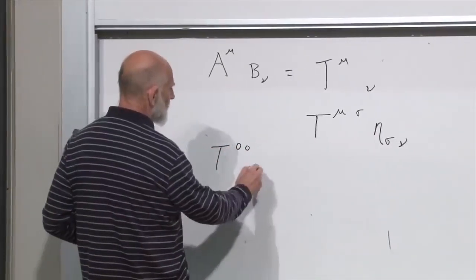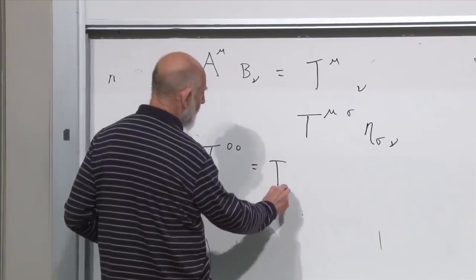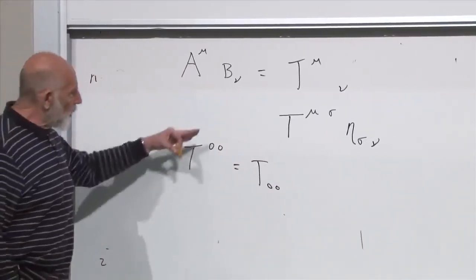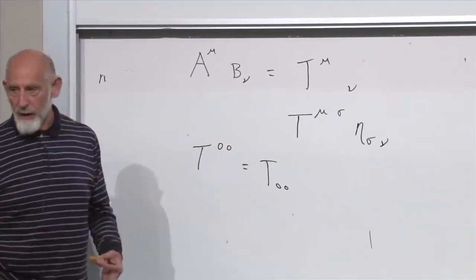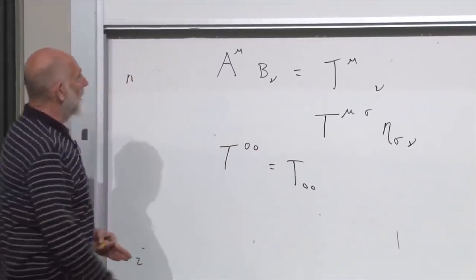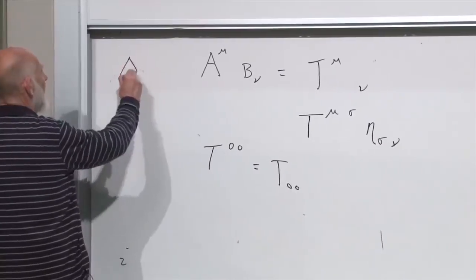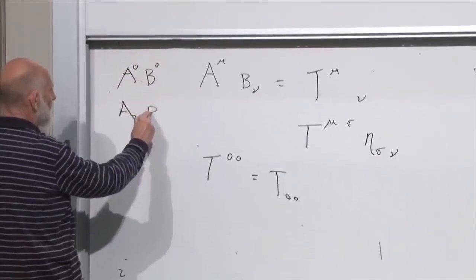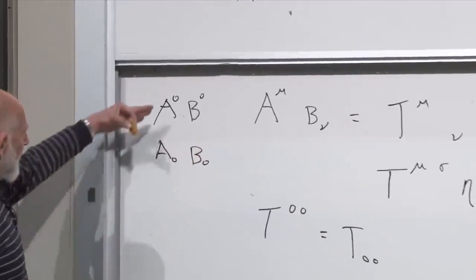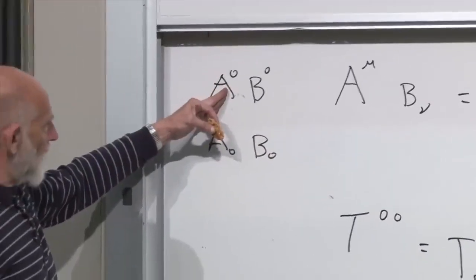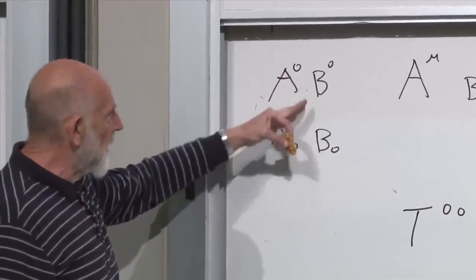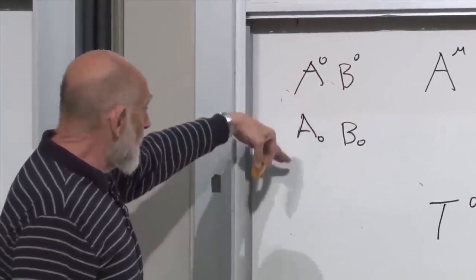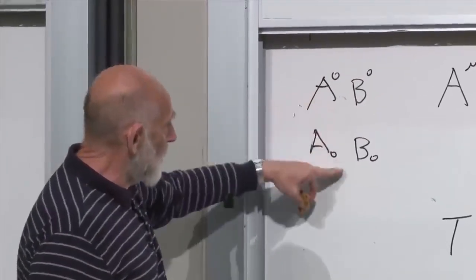So, for example, here's the tensor T super naught naught, which is exactly the same as T sub naught naught, because I've lowered two indices. Lowering two indices is two minus signs. It's like the relation between A super naught B super naught and A sub naught B sub naught. There are two minus signs in going from A super naught to A sub naught, and from B super naught to B sub naught. Each one has a minus sign.